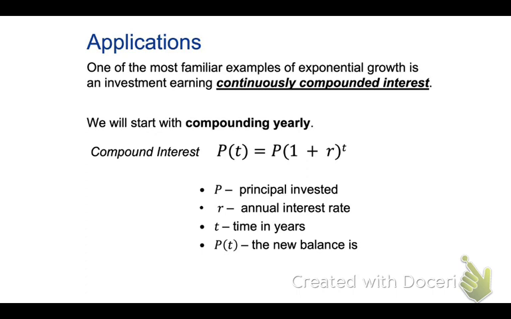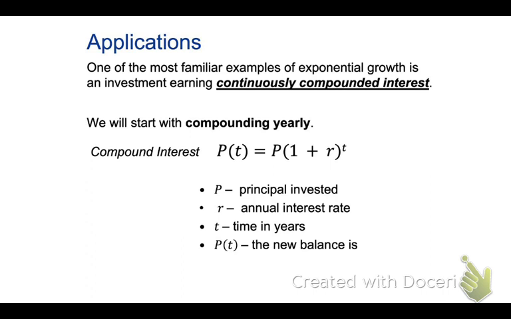Application. So the whole point of this is to use it and apply it. Exponential functions, like I said, are used in a lot of things. One of the things they're used in is interest formulas. One of the most familiar examples of exponential growth is investment, earning continuous compound interest. So we start with compounding yearly. The compound interest formula, P of T, the principal after time, equals P times (1 plus r) to the t.